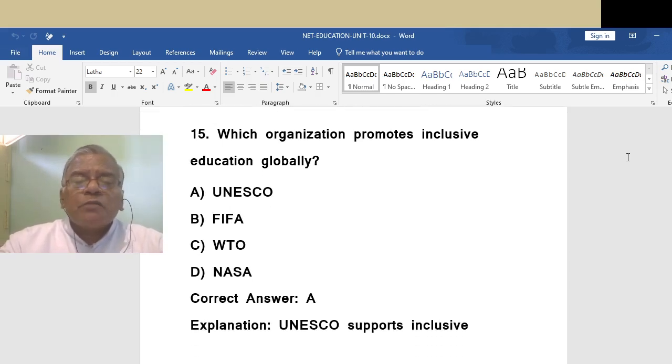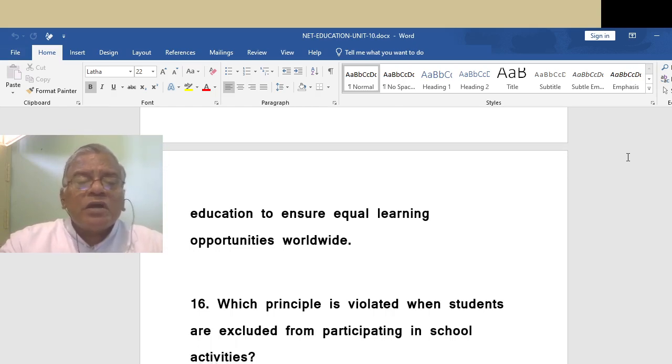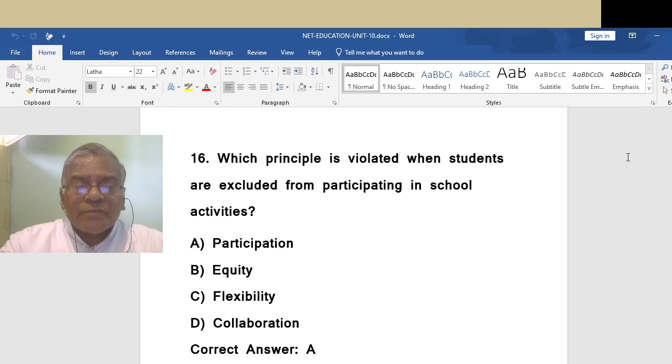Which organization promotes inclusive education globally? UNESCO, FIFA, WTO, NASA. So which is the right one? That is UNESCO. UNESCO supports inclusive education to ensure equal learning opportunities worldwide.